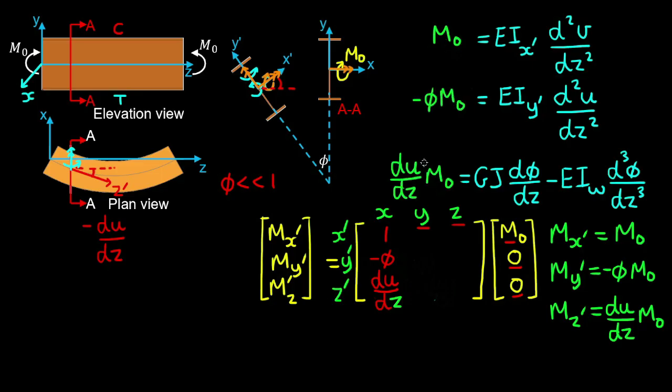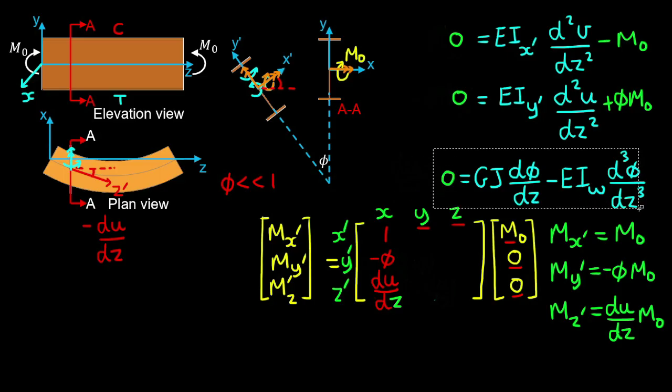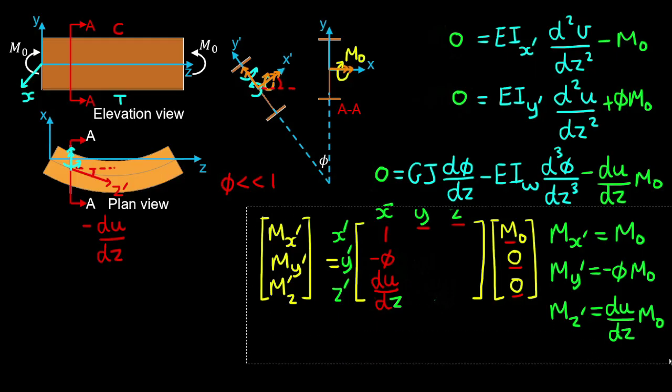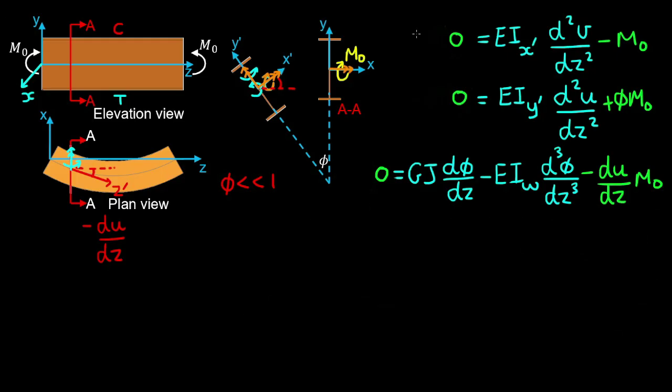And then subtract them from the left hand side. So with the first equation, we get 0 and minus m naught. And similarly, we get 0 here and plus phi m naught. And here we get 0 on the left hand side and minus du dz m naught. And now let's make a bit of space here. So let's label these equations 1, 2 and 3.